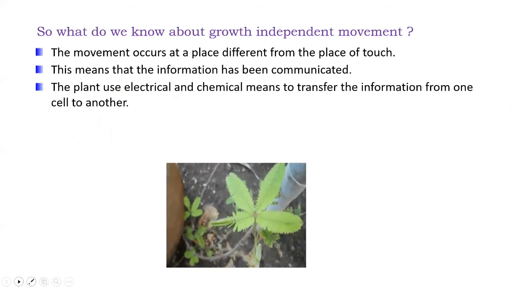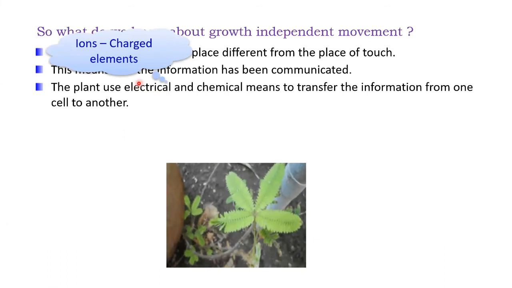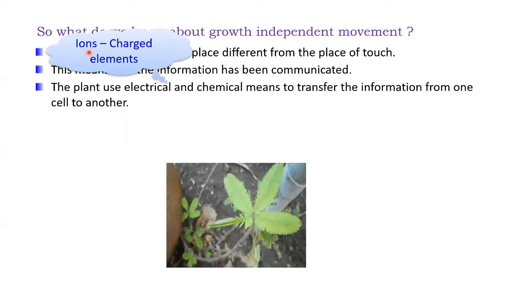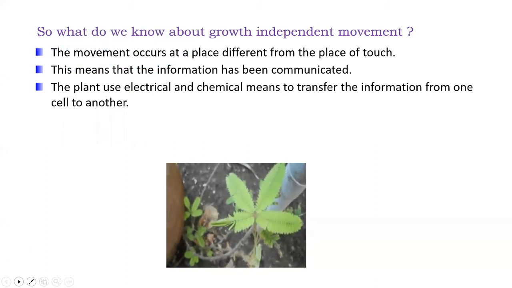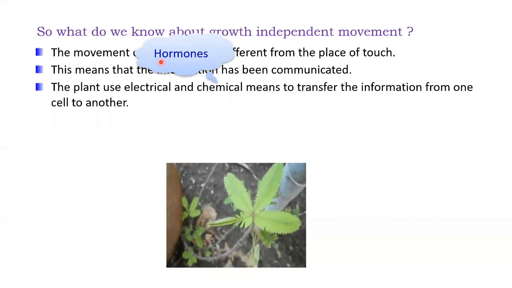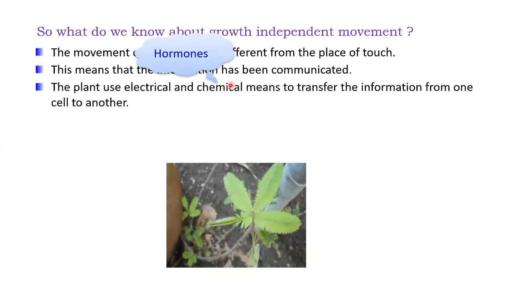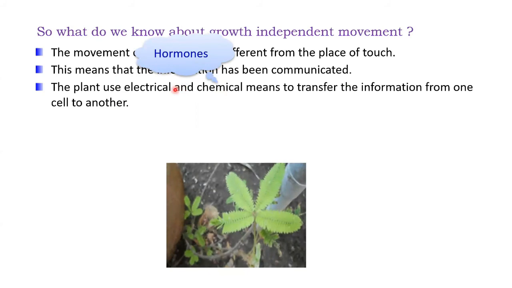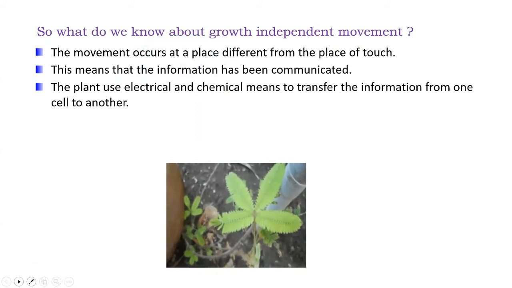Okay, let's proceed. So see, I've already said electricity can be said as it is done by ions, or ions are nothing but charged elements or charged atoms. Let's proceed. And chemicals, where do we get chemicals from? Hormones. When we use chemicals for information transfer or communication, it means that we are referring to hormones. And when we are talking about electricity, we are referring to ions in case of plants. Let's proceed.